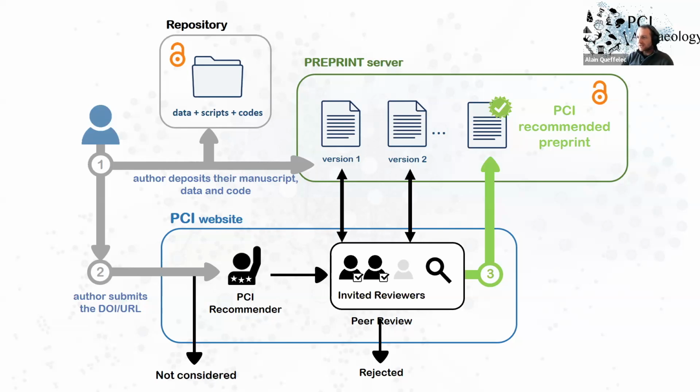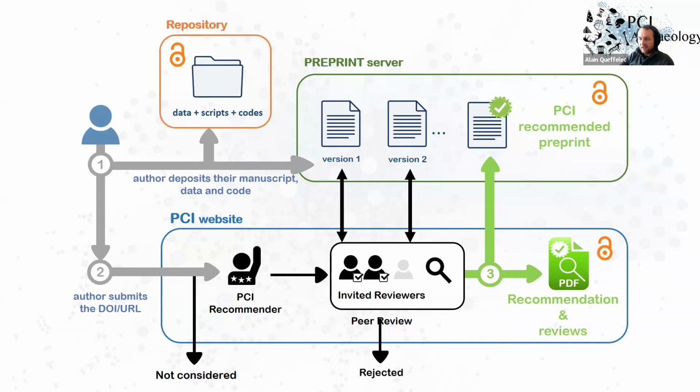The authors can make the revision and put version 2 on the preprint server. That's also the good thing with preprint servers, that most of them allow versioning. So you can keep the same DOI and put version 1, version 2, version 3 of your paper. And so after 1 or 2 or 3 rounds of review, if necessary, the preprint will be recommended. At this time, authors can put their recommended preprint on the preprint server.